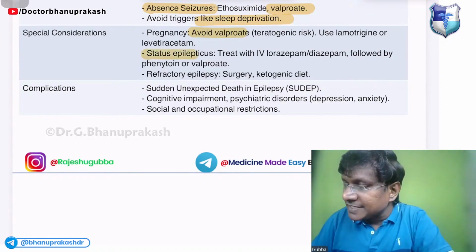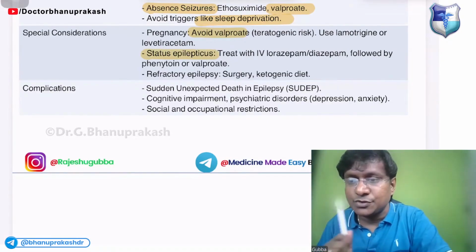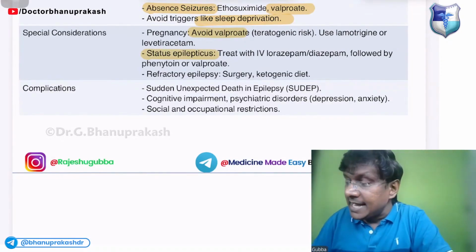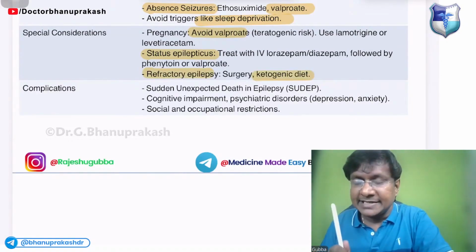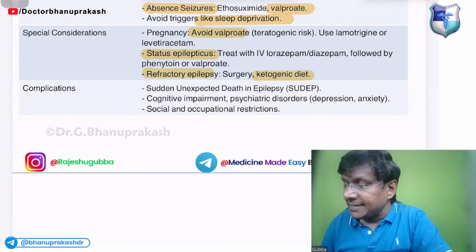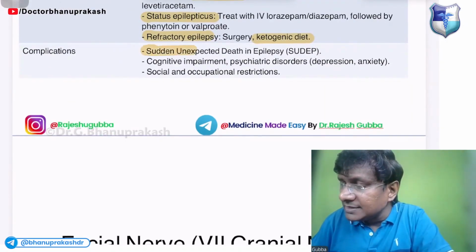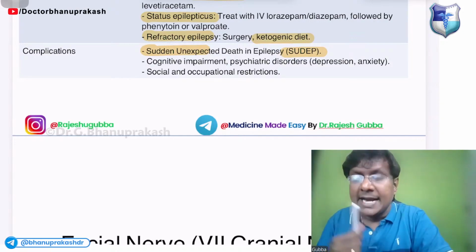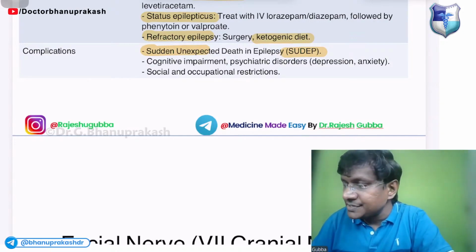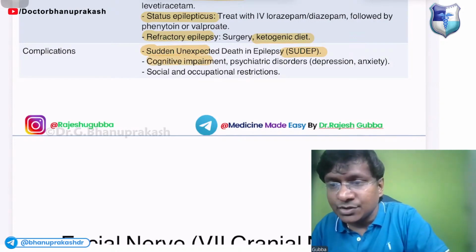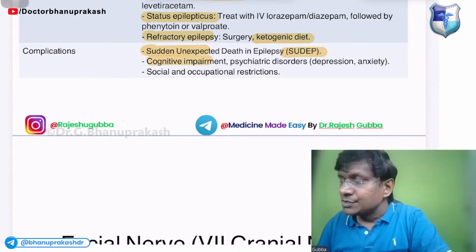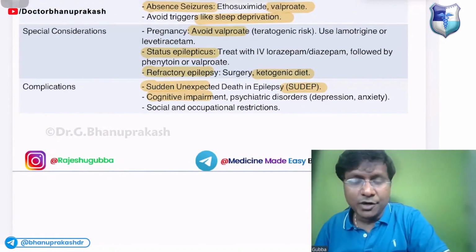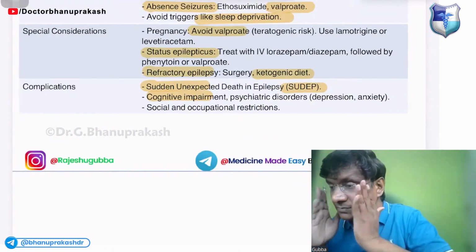Okay. And in case of status epilepticus, as I have already said, the drug of choice will be lorazepam followed by phenytoin. And in refractory epilepsy, you need to give a ketogenic diet. In patients with epilepsy, one of the very important complications is SUDEP. What is SUDEP? Sudden unexpected death in epilepsy. Another important complication you can come across is cognitive impairment and psychiatric disorders like depression as well as anxiety. So these will be the important points related to epilepsy, right?